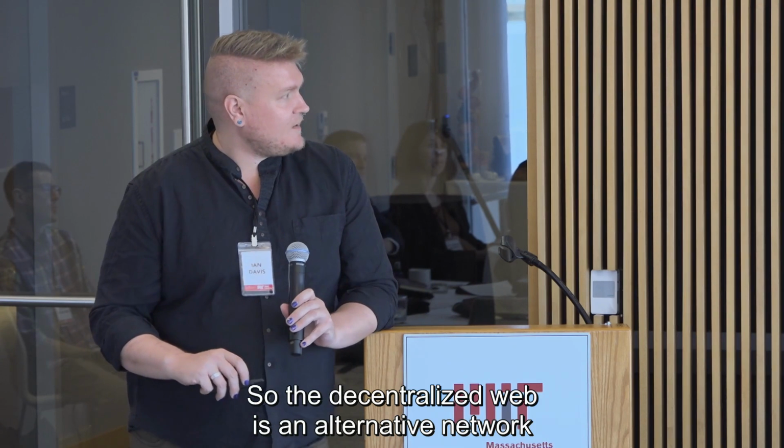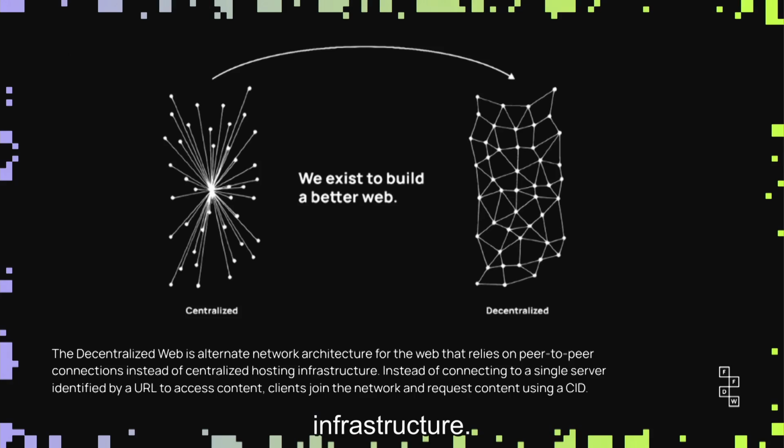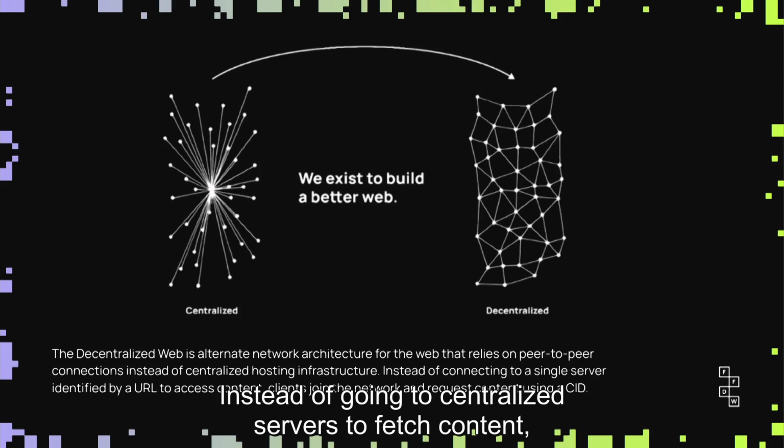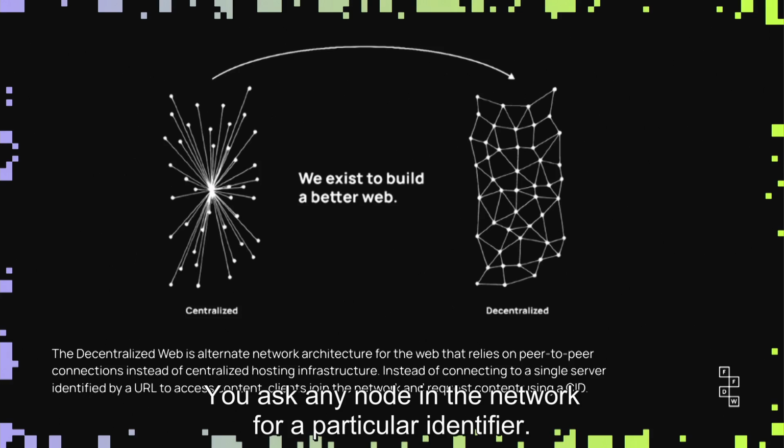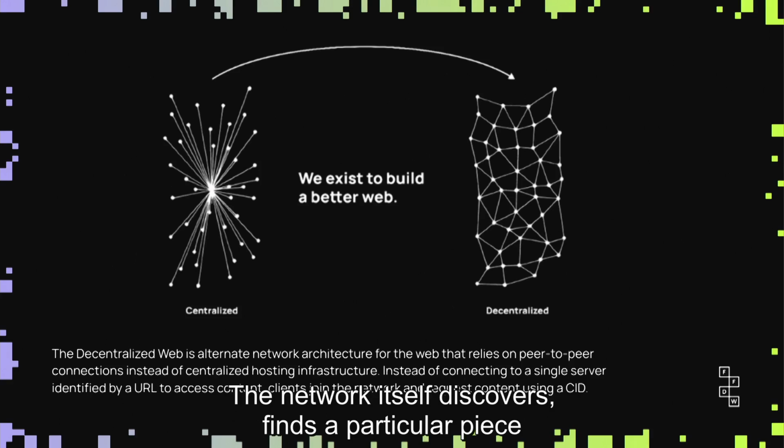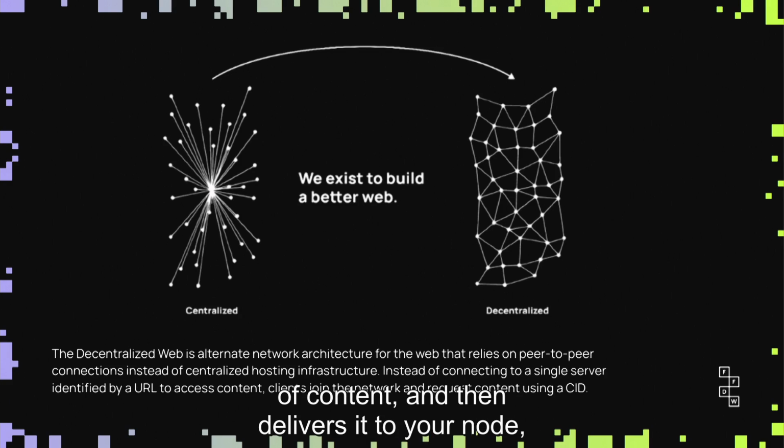The decentralized web is an alternative network infrastructure. Instead of going to centralized servers to fetch content, it's a peer-to-peer network. You ask any node in the network for a particular identifier. The network itself discovers, finds a particular piece of content, and then delivers it to your node, and then eventually to you.